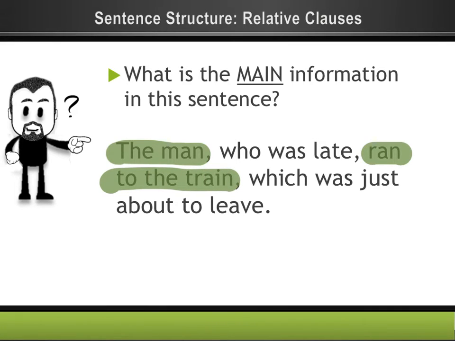If you look at the next bit, we can see that we're saying which. So we're not talking about the man anymore, we're talking about the train. So this is extra information here. You can see a comma again. So this piece of information is extra information about the train. So this is extra, and this is extra. This is the main part of the sentence.